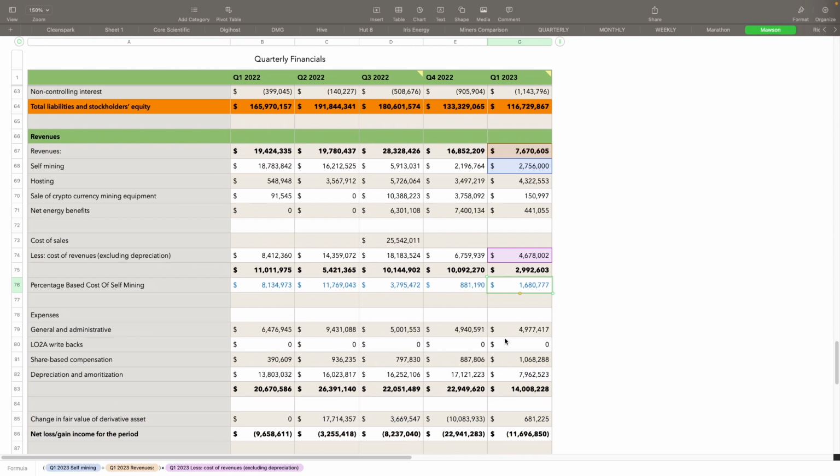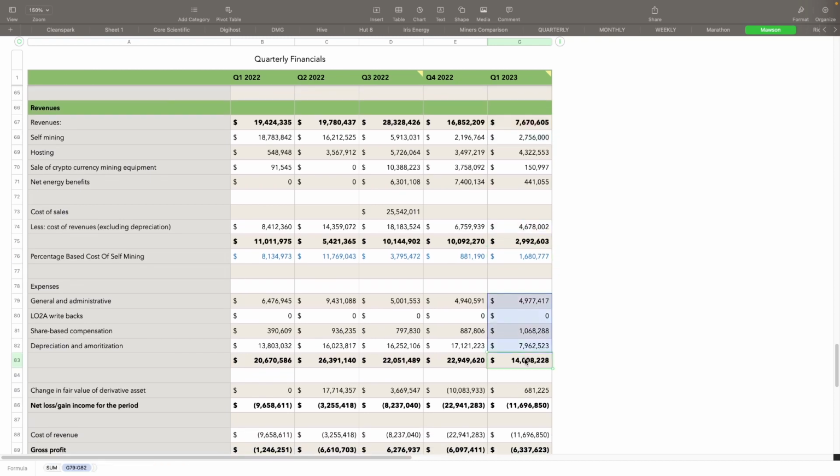General and administrative expenses also went up a little bit to 4.97. I would love to see that come down a little more. The previous quarter was 4.94. Share-based compensation went up, and I don't like seeing that, to 1.068 million compared to 887,000. Depreciation and amortization came down to 7.9 from 17.